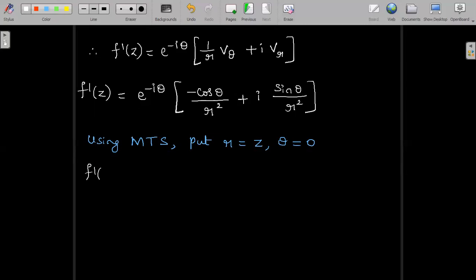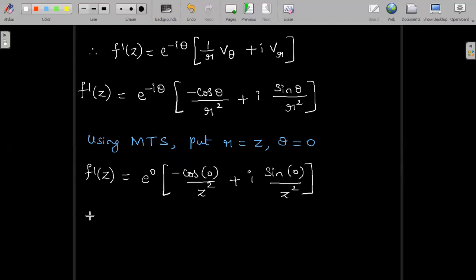So f dash of z will be now equal to e power 0 multiplied by minus cos 0 divided by z square plus I into sine 0 divided by z square. So we recall the standard values. Sine 0 is 0, cos 0 is 1. So with that we can obtain f dash of z as a function of z, which is minus 1 by z square. Minus 1 by z square.